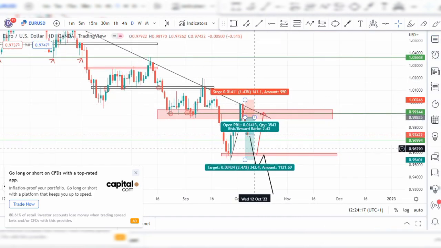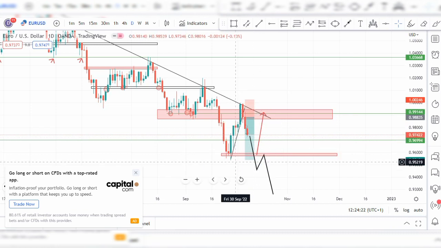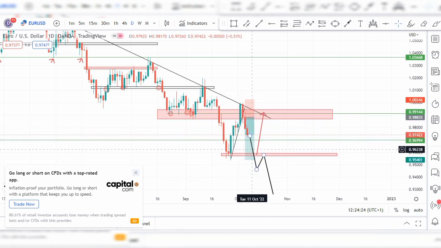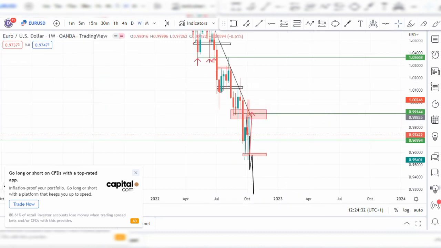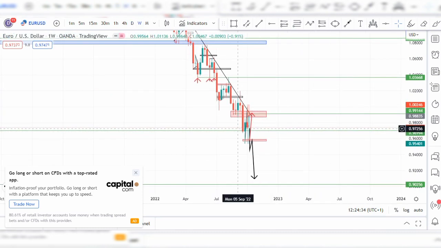Expecting price to continue down at least to this previous low here, and then we'll see what happens there. Again, price may not get all the way down here. We can see this green line that I've drawn here. The reason why this green line is there is because if we look at the weekly candle, we can see that price didn't close below that green line, although there was a wick down there.